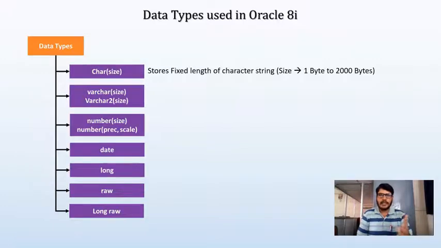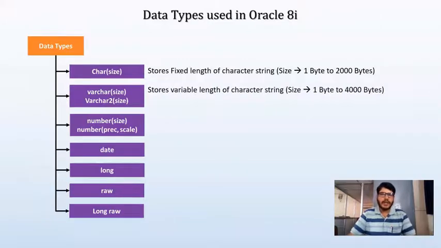So at this time, instead of defining character as a data type, what I can do is define varchar. Either I can define varchar or varchar2 as a data type. Both data types I can utilize here to store a variable length character string. And in parentheses, the minimum size I can specify is 1 byte and the maximum up to 4000 bytes I can reserve.